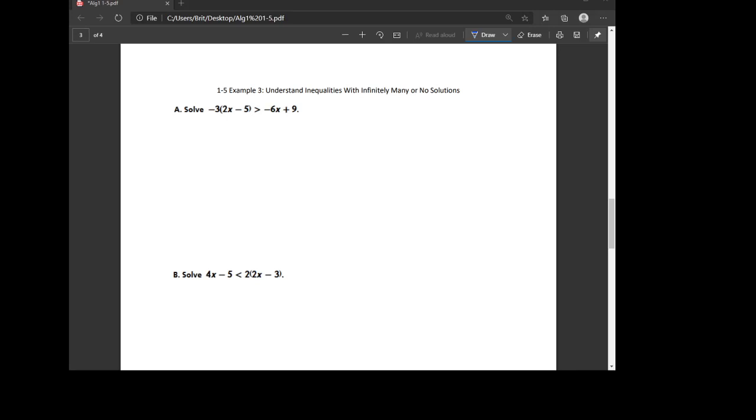In this video I'm covering example 3 from section 1-5 in the SavvasRealize Algebra 1 textbook. We are looking at understanding inequalities with infinitely many or no solutions.